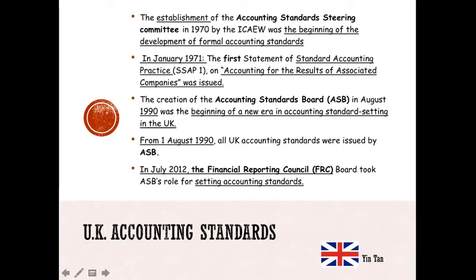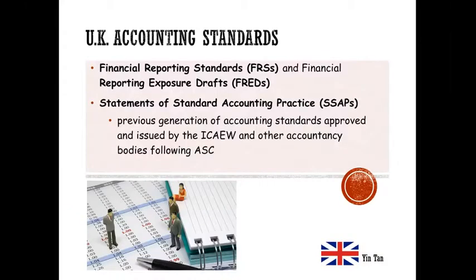From August 1st in 1990, all UK accounting standards were issued by the ASB. In July 2012, the Financial Reporting Council, which is FRC, took over the ASB's role of setting accounting standards. All accounting standards developed and issued by the ASB are known as Financial Reporting Standards, which is FRS. The ASB issues an FRS by publishing a discussion paper, and it later becomes the Financial Reporting Exposure Draft, which is FRED. These are essentially proposed standards which are open to public debate and representation to the ASB. After examining public representation on the FRED, it is often amended by the ASB before being issued as an FRS.